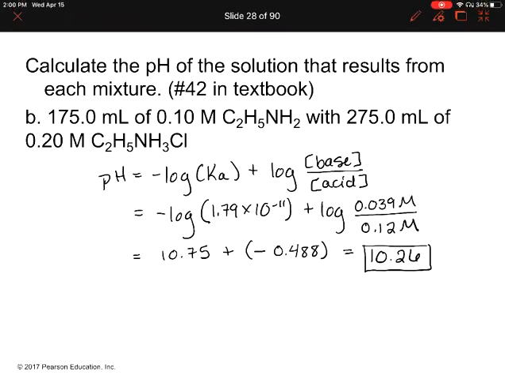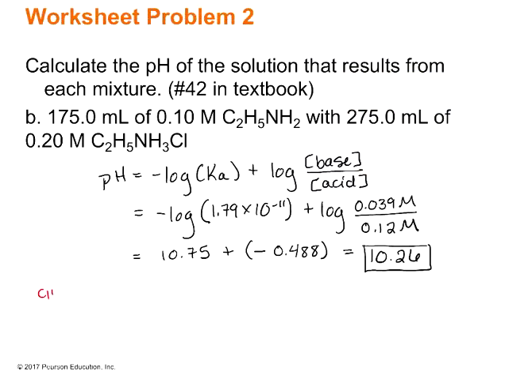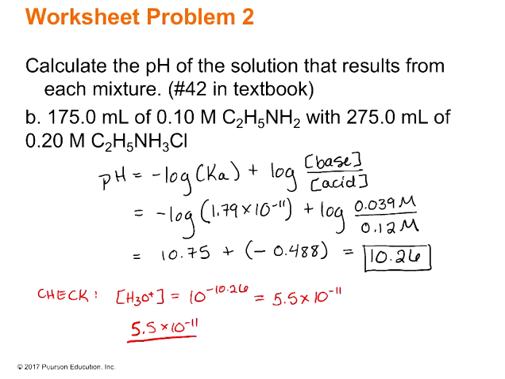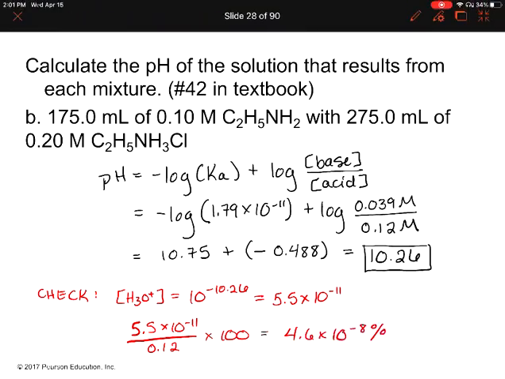However, we are going to check our approximation again. We always want to do that. So let's check, in this instance, the concentration of acid. So that should equal 5.5 times 10 to the negative 11th. And then we're going to check that against the original concentration of acid. So that's 0.12. And we get a percentage that's really small. So it's 4.6 times 10 to the negative 8%. So I would say our approximation is valid.